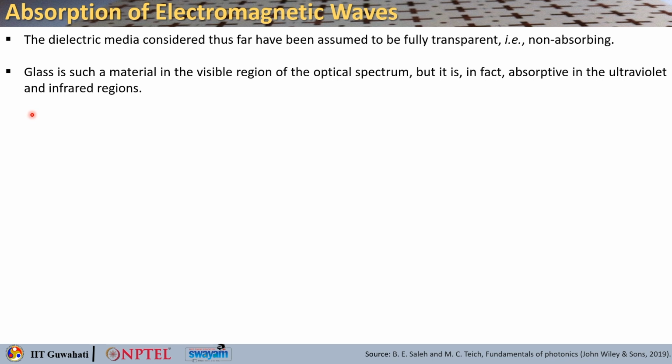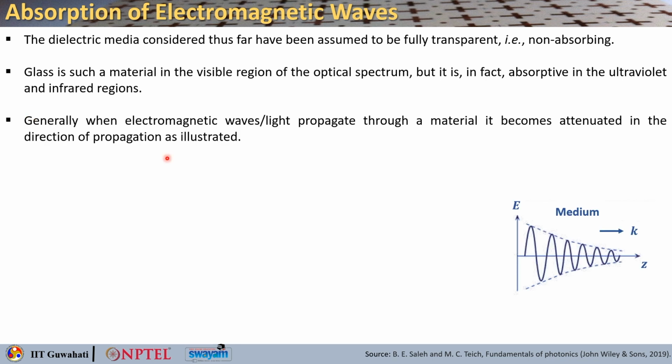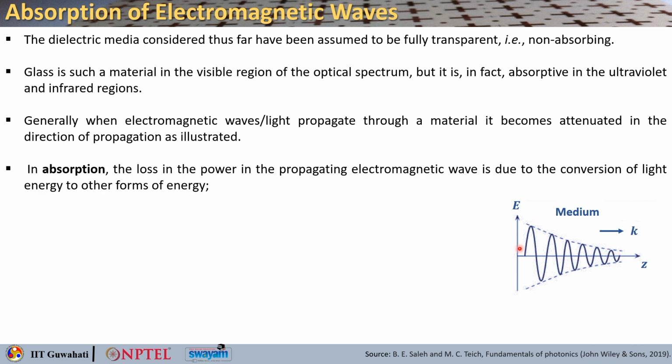and the infrared region. Generally, when an electromagnetic wave or light propagates through a material, it will get attenuated in the direction of propagation. So, its amplitude will slowly reduce because of the absorption. It means the energy is getting lost, and this loss of power in the propagating electromagnetic wave happens because of conversion of light to other forms of energy.